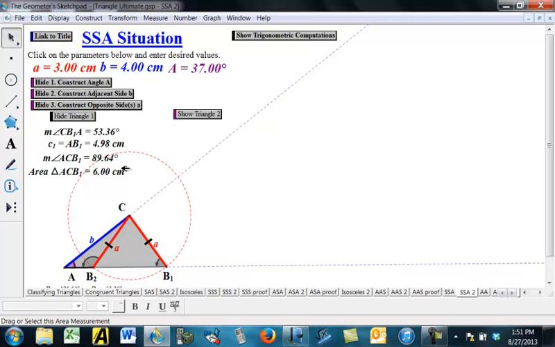That angle turns out to be about 53 degrees, which makes the angle up here at C, from A to C to B1, that bigger angle there, about 90 degrees. So we about have a right angle there. And then the side from A to B1, that length is about 5 centimeters. So it's about a 3, 4, 5 triangle.